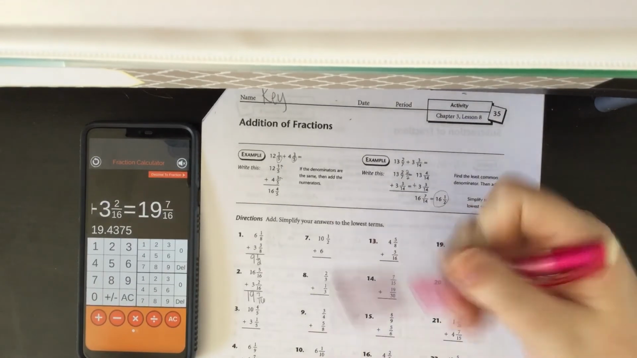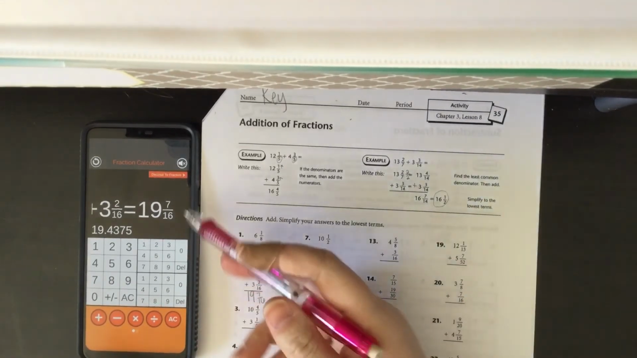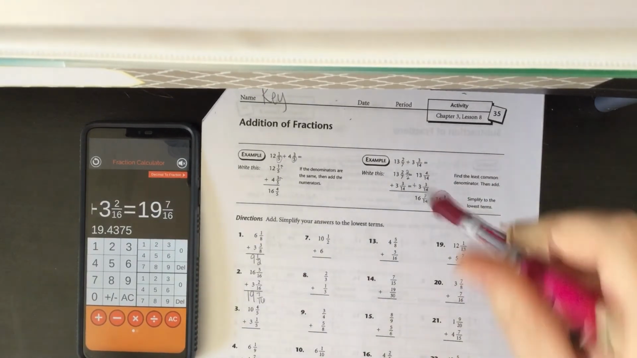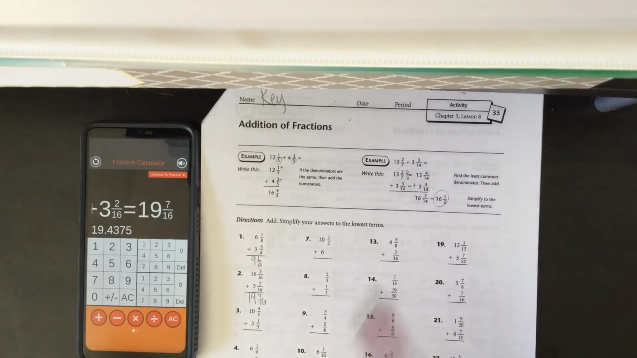Okay, the rest of the worksheet is just doing this. Again, if you're using this fraction calculator, it's simplifying it for you. If you are using it the old-fashioned method, be sure that you are checking to see if it can simplify, okay? And that goes off of the last worksheet that we did.